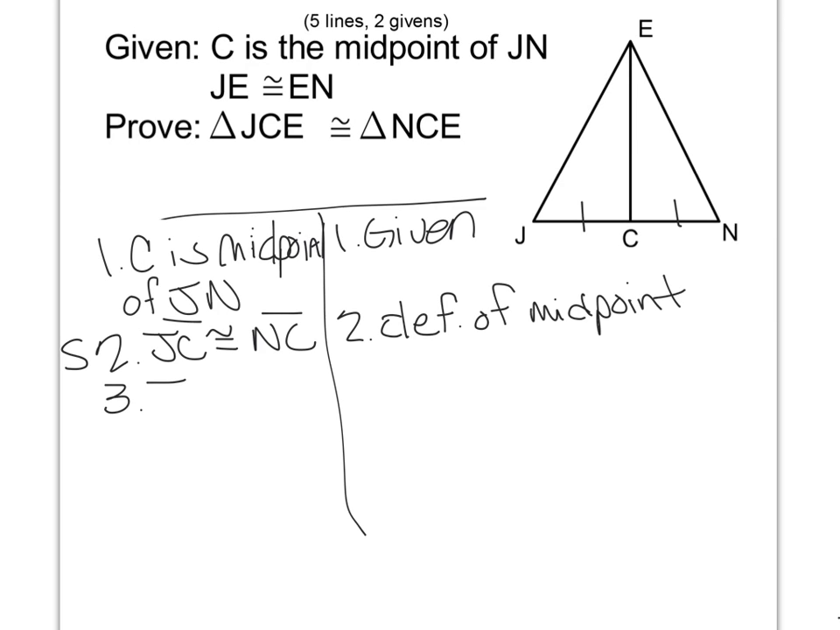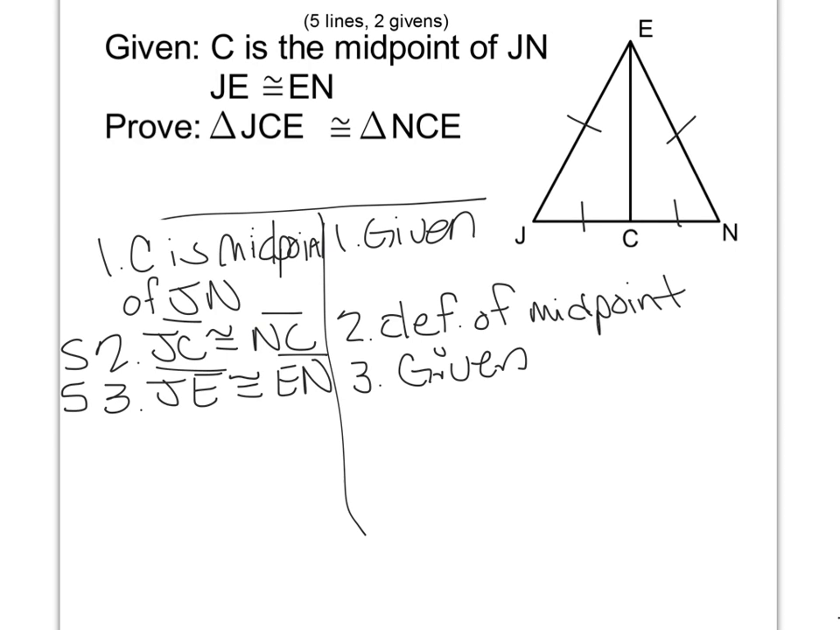So I also know that JE is congruent to EN. That again is another side congruence, so I put an S out to the side, and that is a given. Okay. So I mark that JE and EN.